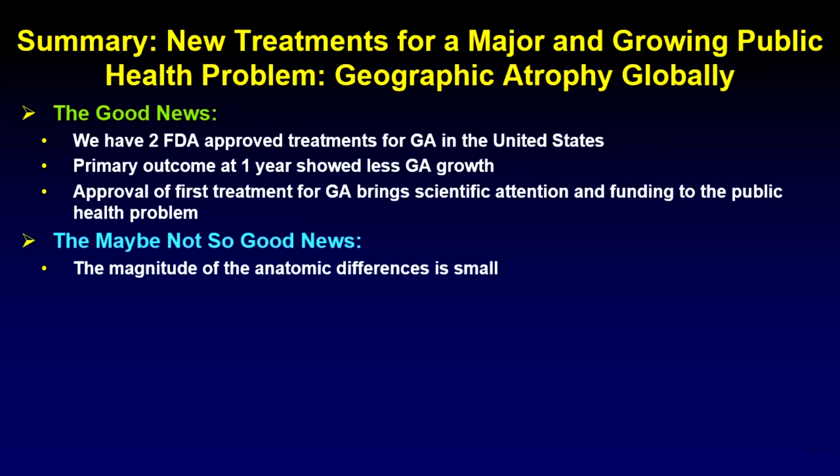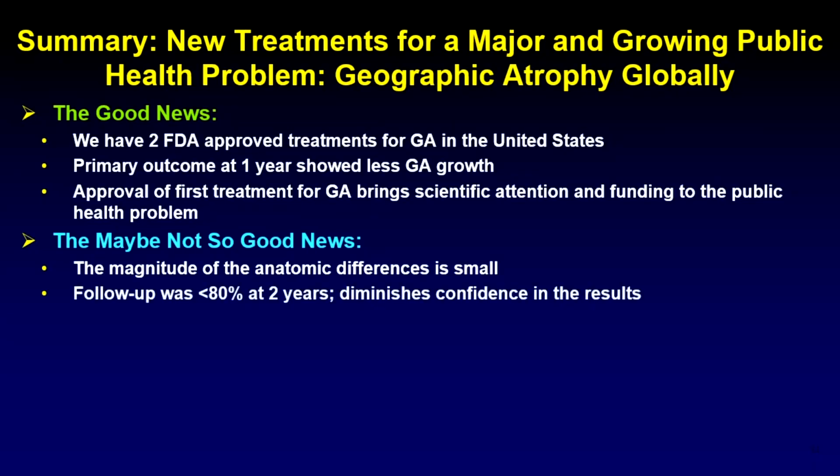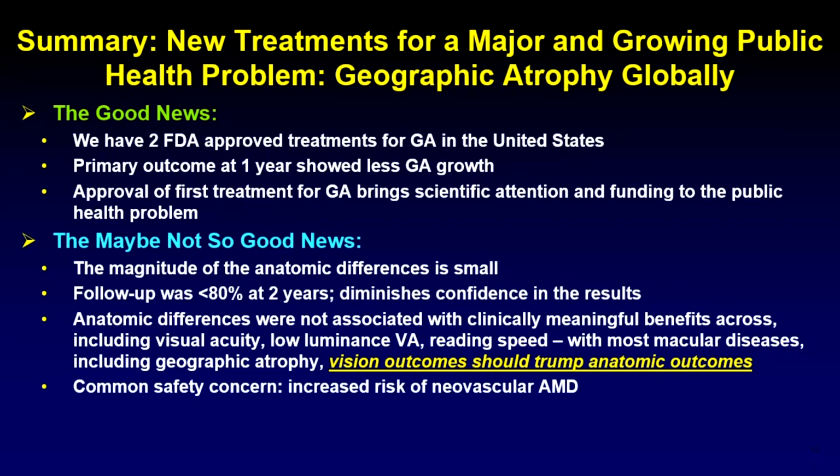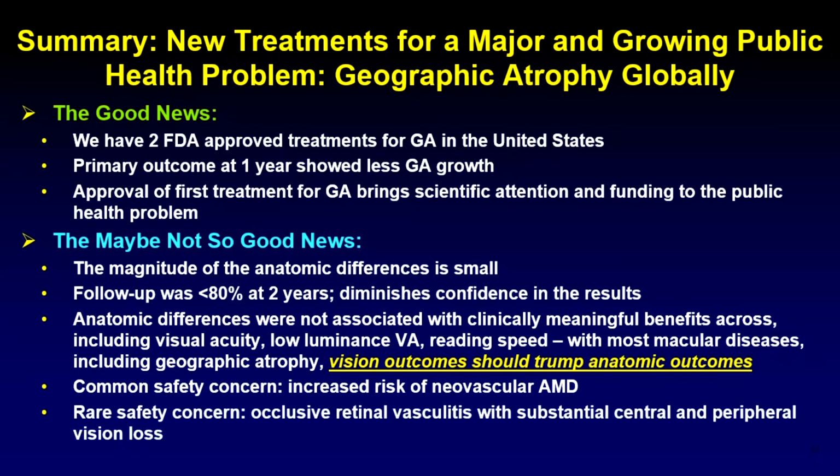However, the maybe not so good news is the magnitude of the anatomic difference is very small. Follow-up was less than 80% at 2 years, which diminishes our confidence even in this anatomic benefit. But most importantly, the anatomic benefits were not associated with any clinically meaningful benefit across visual acuity, low luminance, reading speed. Vision outcomes, again, should trump anatomic outcomes. There were common safety concerns of an increased risk of developing neovascular AMD and rare safety concerns of occlusive vasculitis. Thank you for letting me share that.